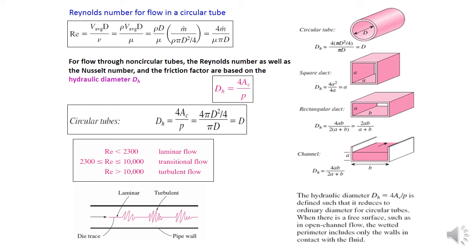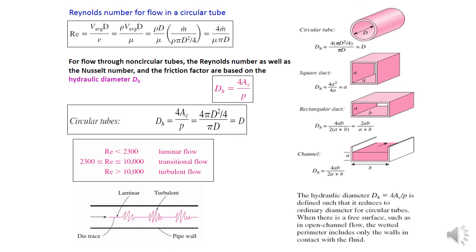Okay, so this slide shows a summary of the introduction, where we calculate the Reynolds number for flow in a circular tube, and you can convert the Reynolds number equation to a mass flow rate equation. You can add the mass flow rate equation into the Reynolds number. And for flow through a non-circular tube, the Reynolds number as well as the Nusselt number and the friction factor are based on the hydraulic diameter DH, which is given here, where DH is equal to 4 times the cross-sectional area AC divided by the perimeter.